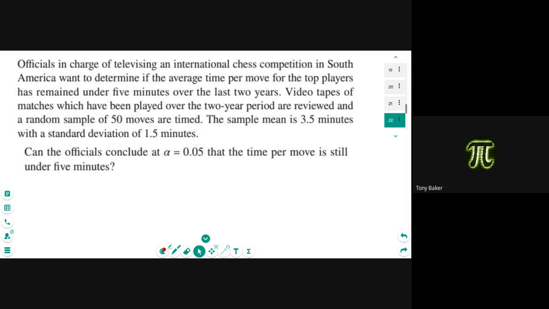All right, go through all your steps. The alpha represents the significance. Yeah, this is my significance level.